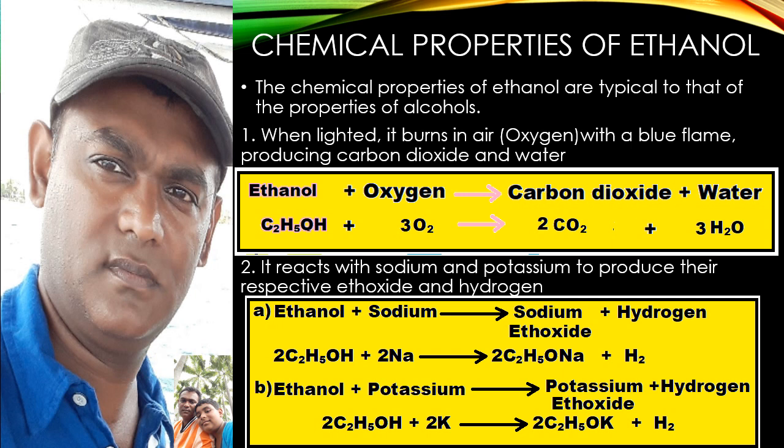The second chemical property of ethanol is that ethanol reacts with sodium and potassium to produce their respective ethoxide and hydrogen. Ethanol reacts with sodium to form sodium ethoxide and hydrogen. Ethanol reacts with potassium to produce potassium ethoxide and hydrogen.